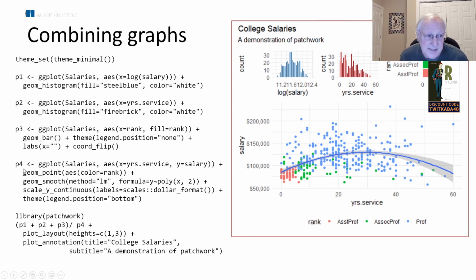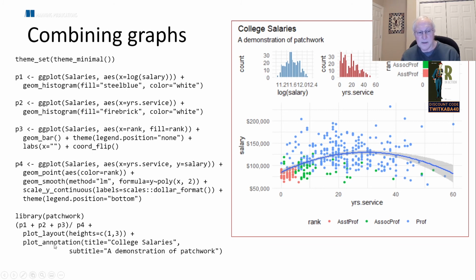Then I save them as objects. I use library patchwork, and then I say, give me 3 in the first row and the 4th in the second row. And then make the second row 3 times larger. Well, actually, think of it as there actually being 4 rows, and the first takes up the first row, and the second graph takes up the second, third, and fourth row. So this graph is going to be much bigger than these graphs.